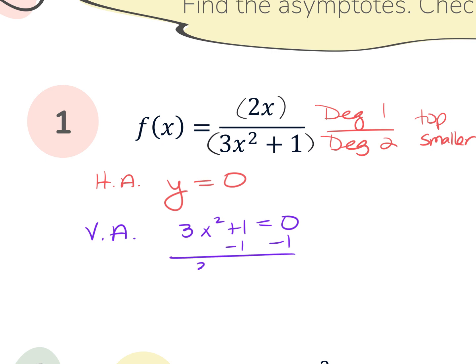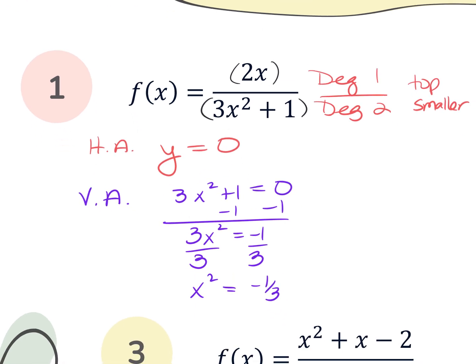subtract 3x squared equals negative 1, divide, x squared equals negative 1/3. When I try to square root this, I'm going to get an imaginary solution. I'm going to get x is equal to positive and negative i over the square root of 3.